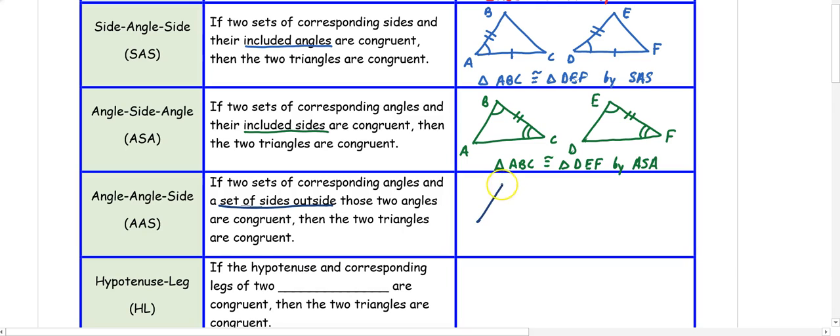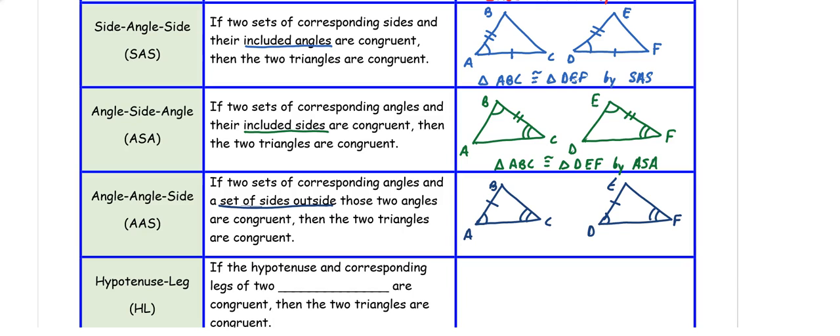So if I have triangle ABC, and I have triangle D, E, and F, when I look at those two triangles, I could say that A is congruent to D, C is congruent to F, and AB is congruent to DE. So the side is only going to touch one of the angles instead of both this time. So in this case, triangle ABC is congruent to triangle DEF by angle, angle, side.